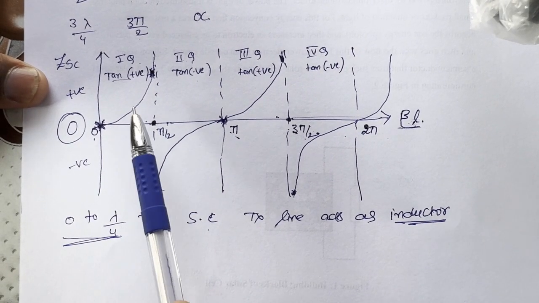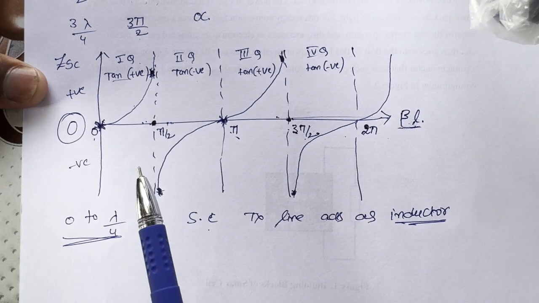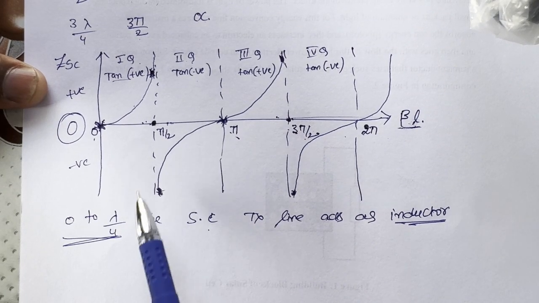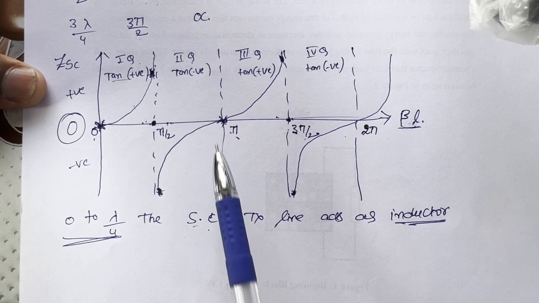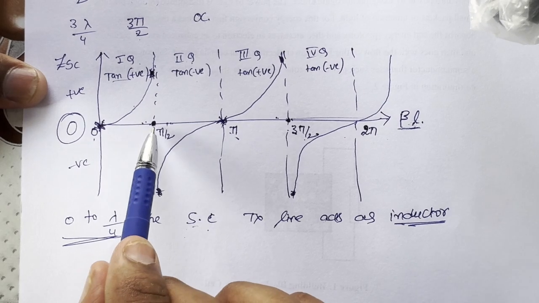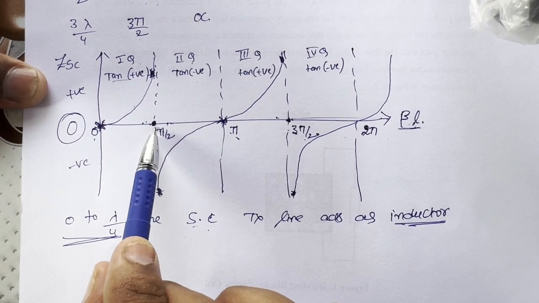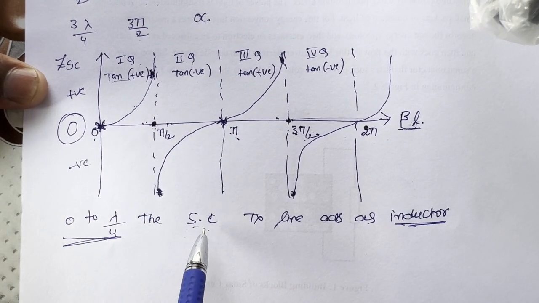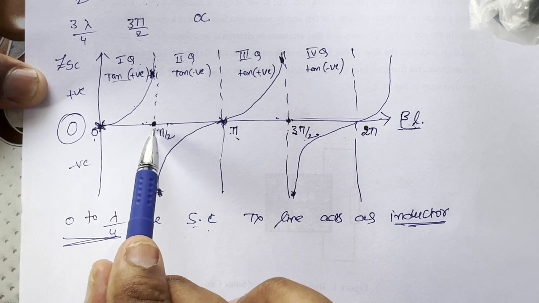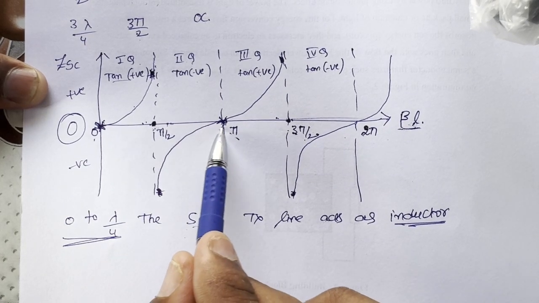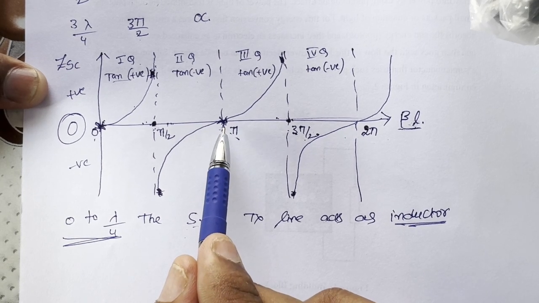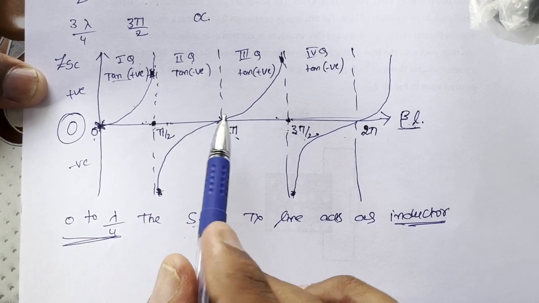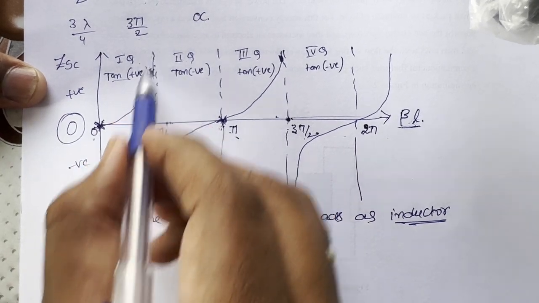When we are having positive values, those are inductors. When we are having negative values, the short-circuited transmission line behaves as a capacitor. When there is no value like this, the short-circuited transmission line behaves like an open circuit. When it is 0 like this, the short-circuited transmission line acts as a short circuit. And in the second case, the inductor is over.